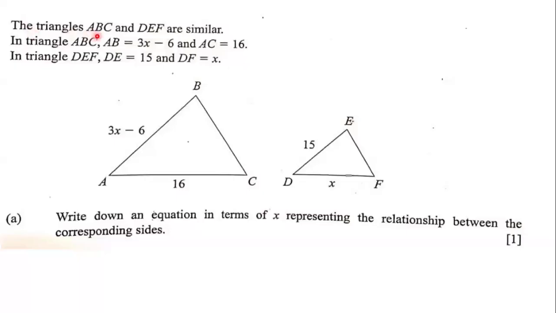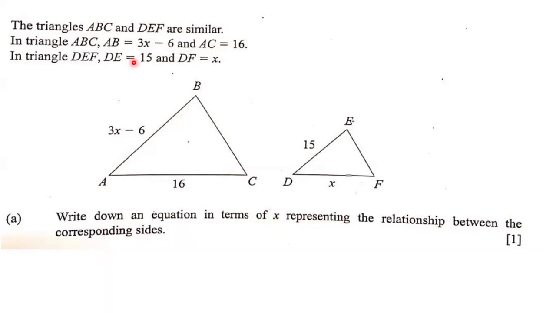The triangles ABC and DEF are similar. In triangle ABC, AB is equal to 3x minus 6, and AC is equal to 16. In triangle DEF, DE is equal to 15, and DF is equal to x. And so here we have the diagram. Part A says, write down an equation in terms of x representing the relationship between the corresponding sides.